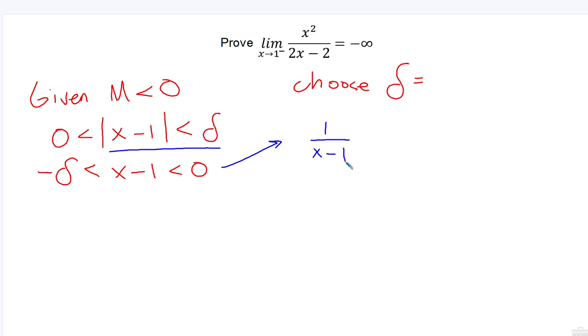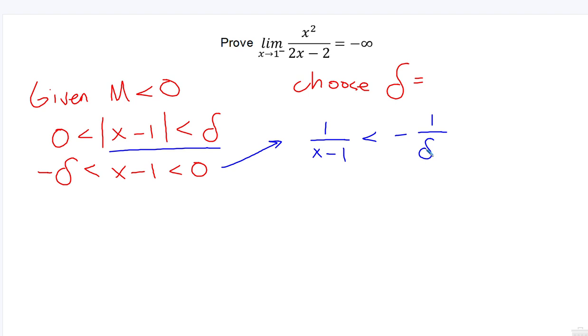1 over x minus 1 must then be less than negative 1 over delta. I had x minus 1 greater than negative delta, so if I take the reciprocal of both sides, it needs to become a less than, right? So I've now got 1 over x minus 1 is less than negative 1 over delta, or 1 over negative delta, however you feel like saying.